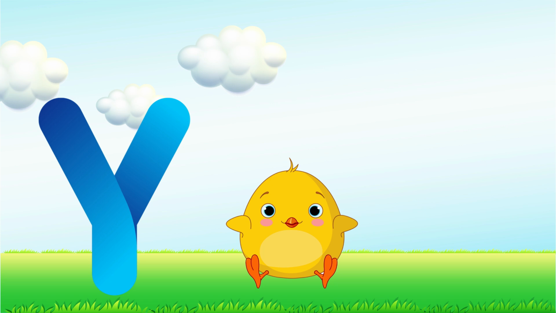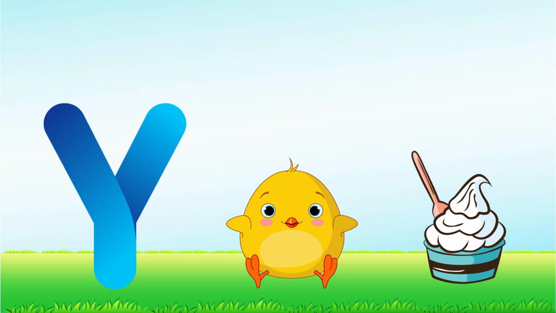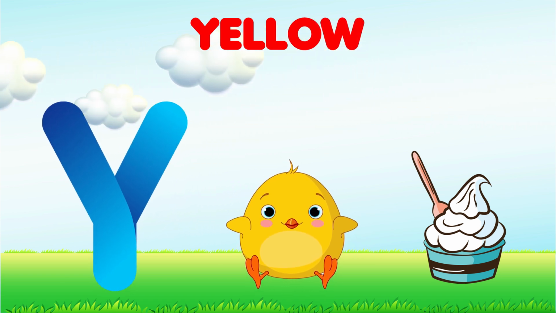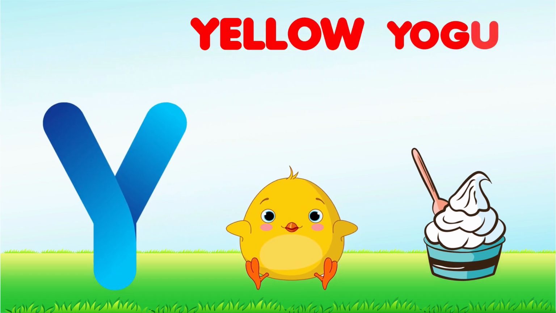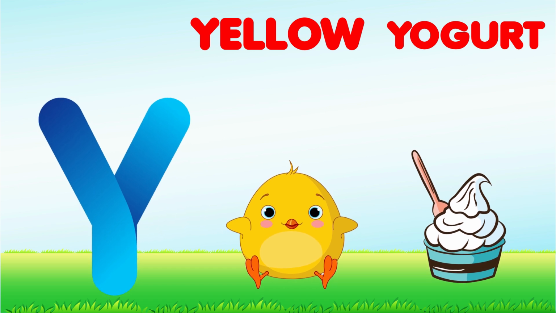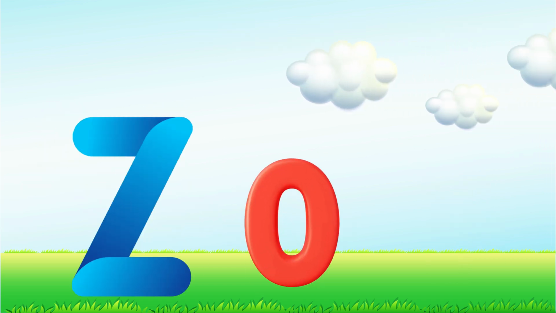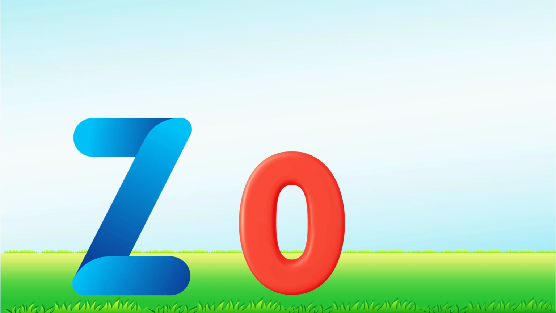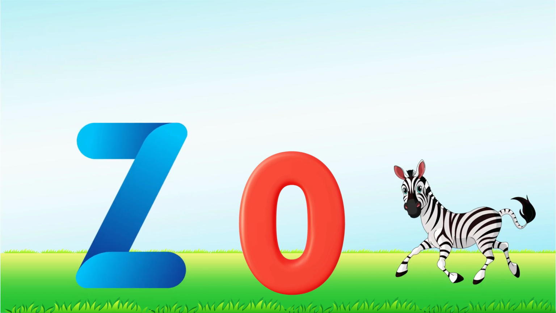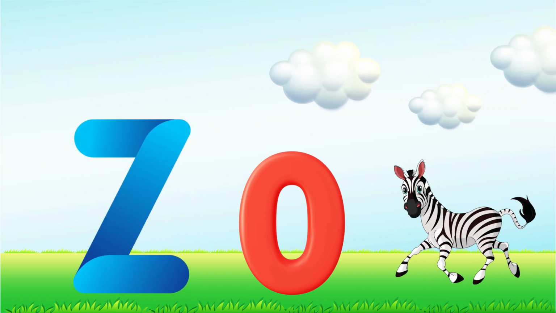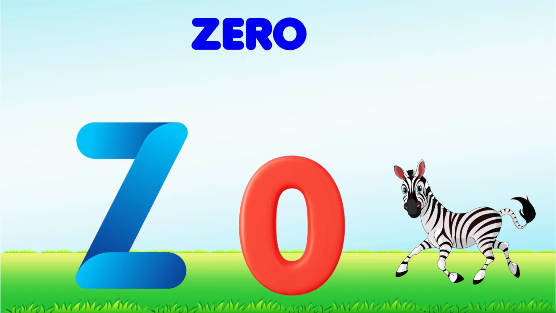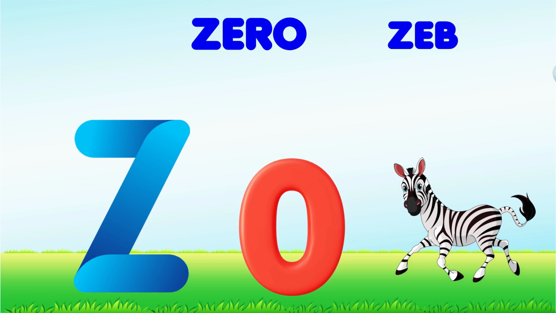yellow. Y is for yogurt, yogurt. Y is for yellow. Y is for yogurt. Z is for zero, zero. Z is for zebra, zebra. Z is for zero. Z is for zebra.